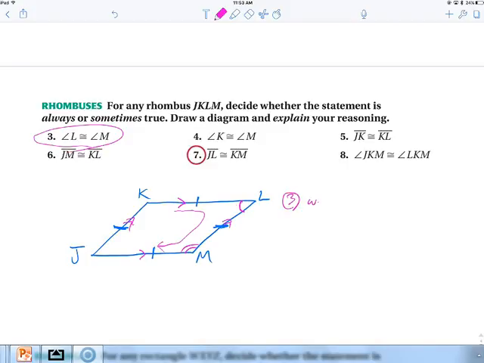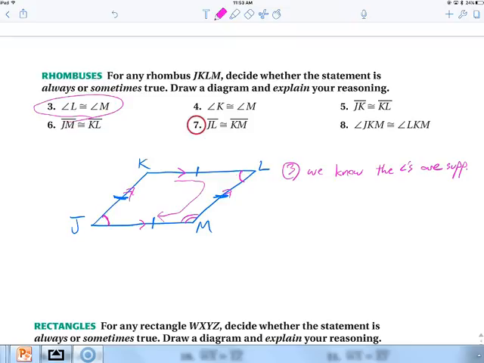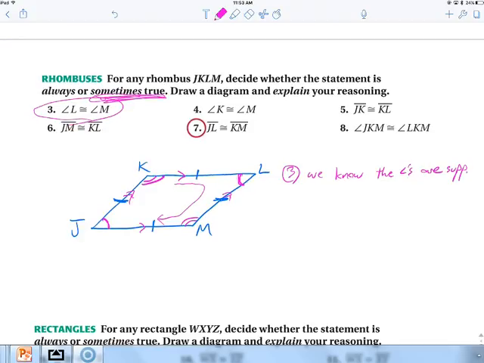So for number 3, we know the angles are supplementary, but we don't know that they have to be congruent. They would only have to be congruent if this thing was a rectangle. Then it would have 4 congruent angles. But as of right now, parallelograms just have opposite angles congruent, and then the consecutive ones are supplementary. But this will sometimes be true, as this parallelogram could have any 2 angles there that add up to 90, and it is possible to get 90 plus 90 equals 180. So yeah, this would be sometimes true that they're congruent.